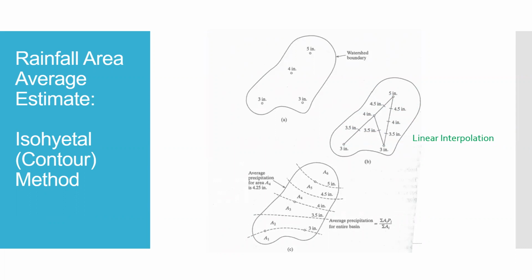You've made those contours, and then you can take the area and get an area average precipitation estimate for the whole basin. So this is our watershed. We can take the individual areas, multiply them by the average rainfall in each one. So this would be 4.25, 4.75, 5.25, and then do the sum of the individual areas times the individual precipitation estimates divided by the sum of the areas. And that will give you the area average precipitation.